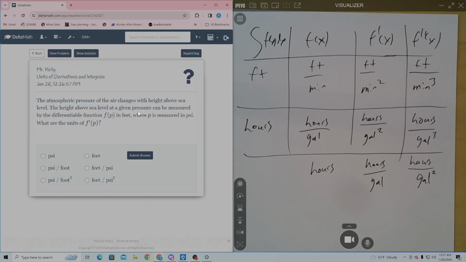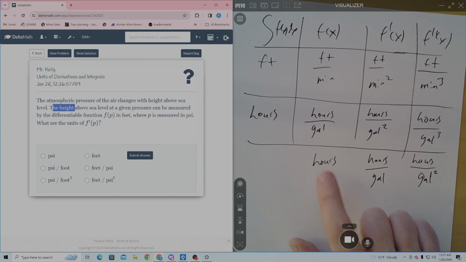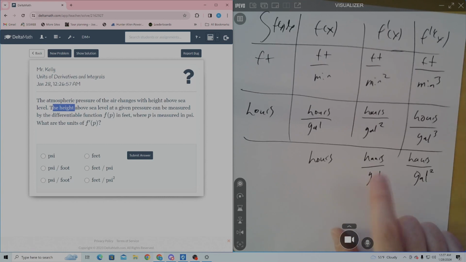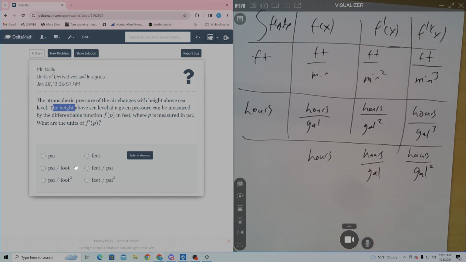Atmospheric pressure, the height above sea level. See, it's not a rate. This is one of these ones. f of p is not a rate. It's just a quantity. It's just height. See that? The height above sea level can be measured by the differentiable function f of p. So therefore, the derivative is this one. So it's going to be feet per psi.